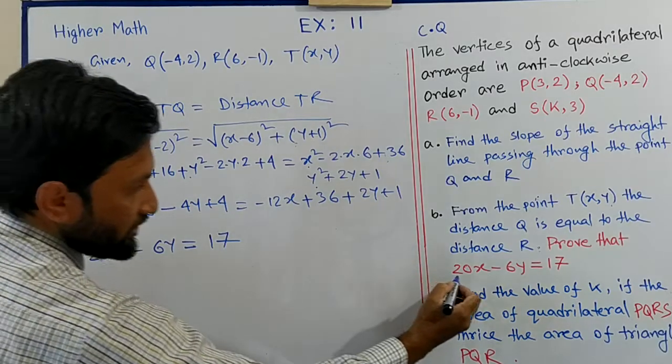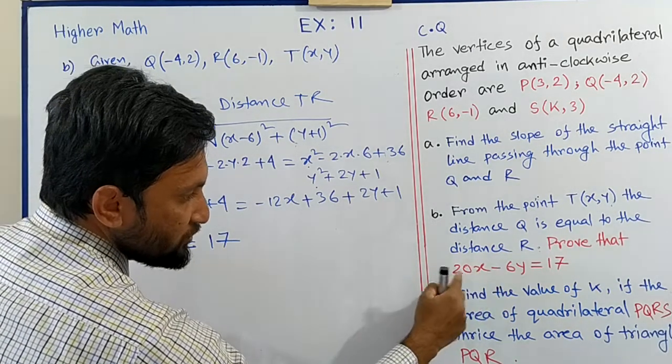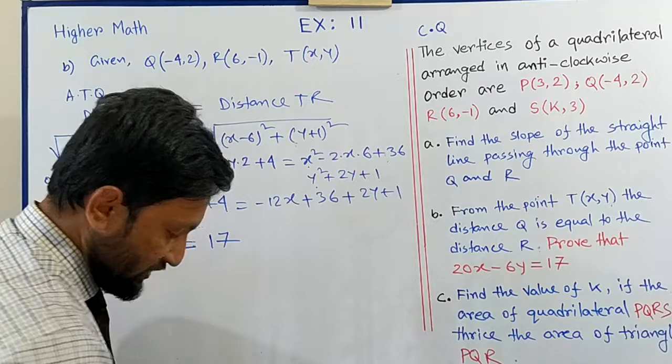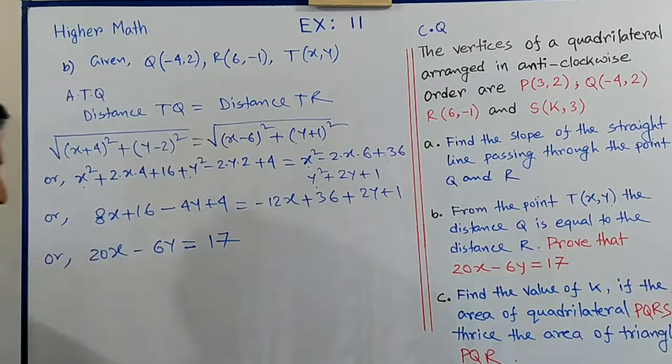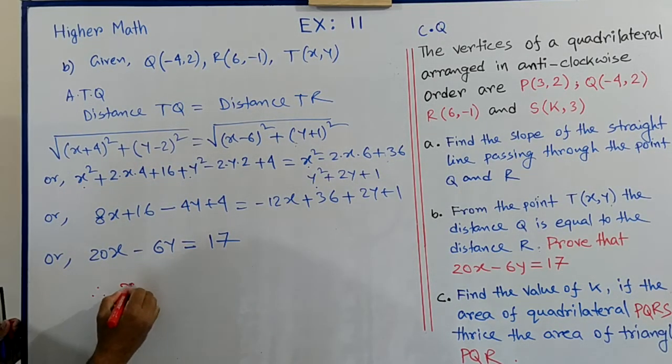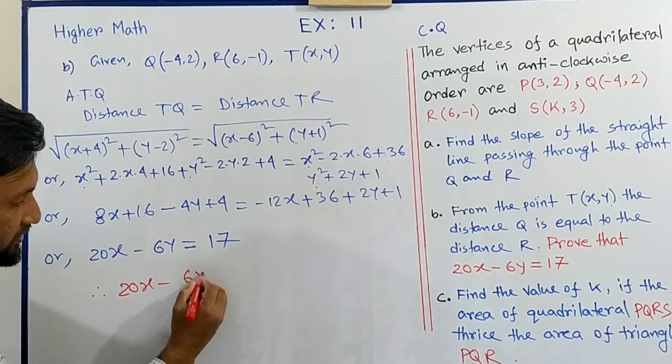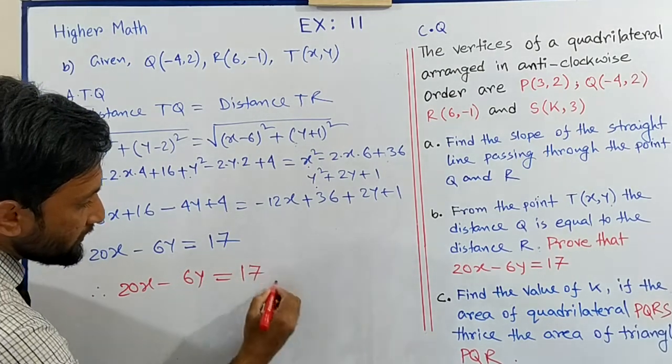Okay, so here we have to prove the equation 20x minus 6y equals 17. So proof complete. So we can say that 20x minus 6y equals 17. Proved.